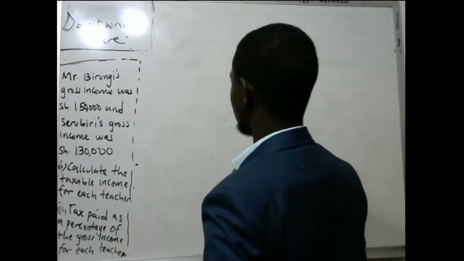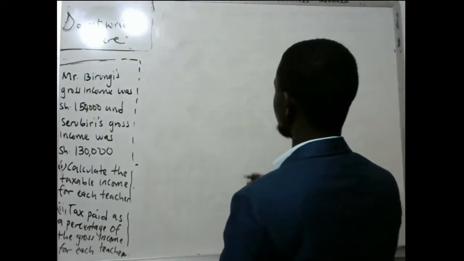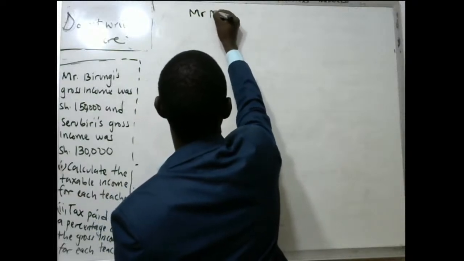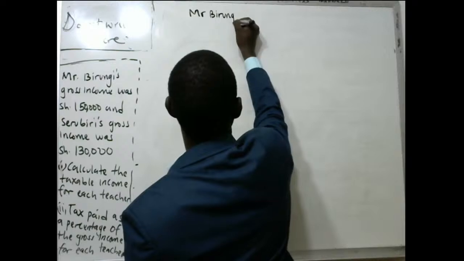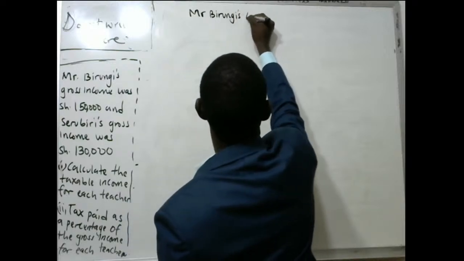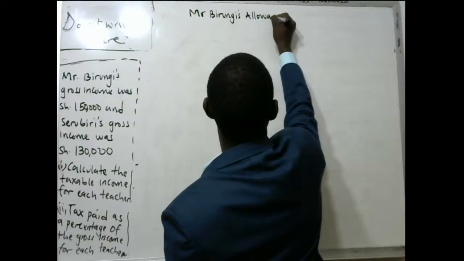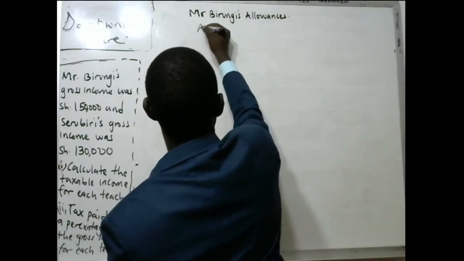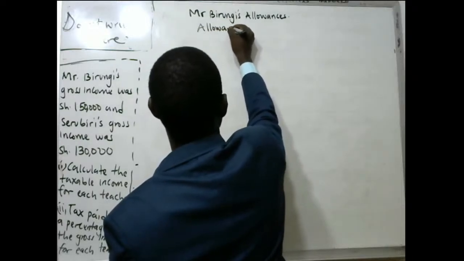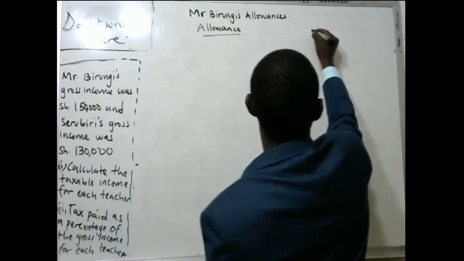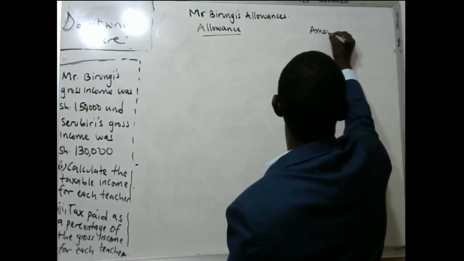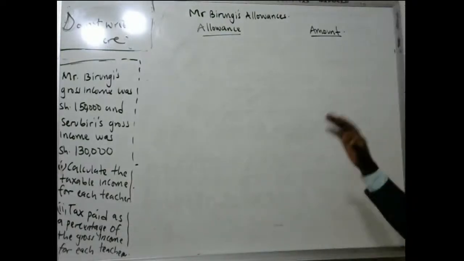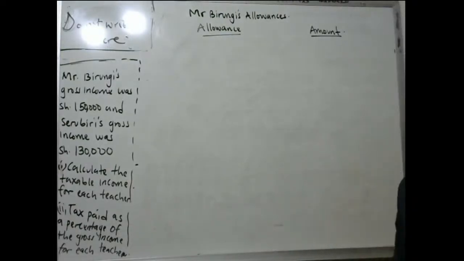So I'm going to say, let me start with Mr. Birungi's allowances. I'm going to first look for his allowances, the total allowances. Let us look at the allowance and then the amount. Here, remember, we are looking at monthly allowances. So we are looking at Mr. Birungi in particular. Let us read about Mr. Birungi.